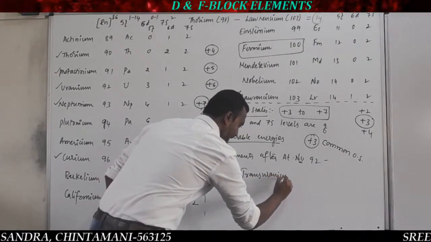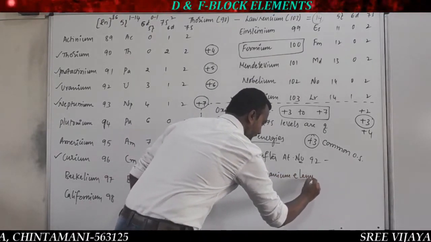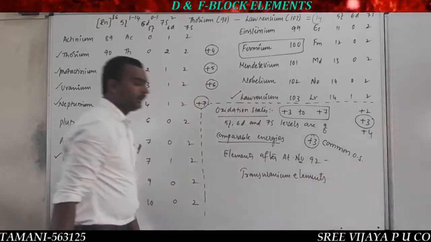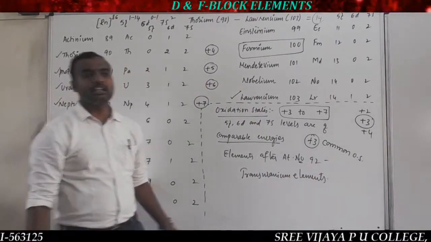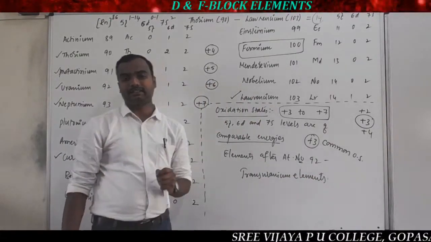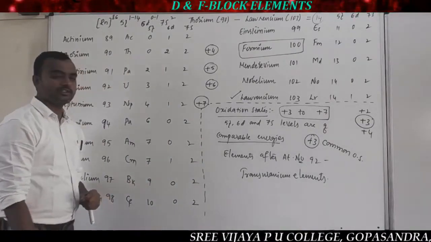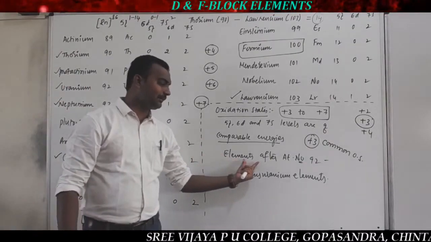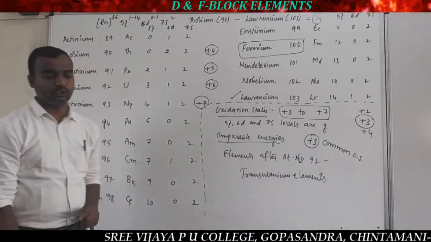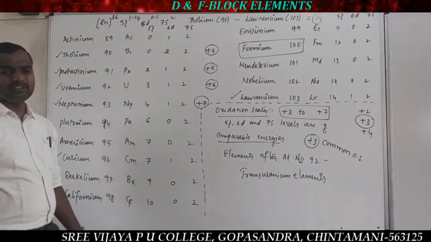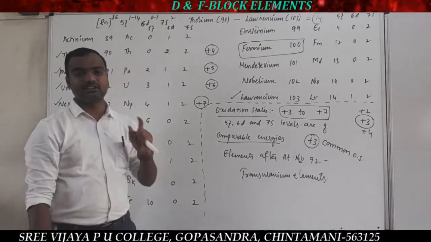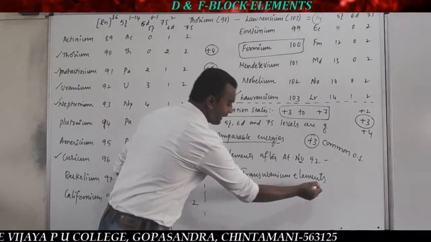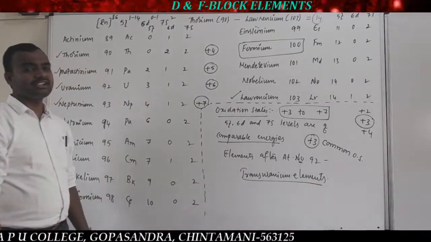They are called trans-uranium elements, and they are synthesized or prepared in the laboratory through nuclear reactions. We keep preparing them through nuclear reactions. So elements after atomic number 92, nothing but uranium, are called trans-uranium elements, or simply trans-uranic elements. So that is about the trans-uranium elements and the oxidation states.